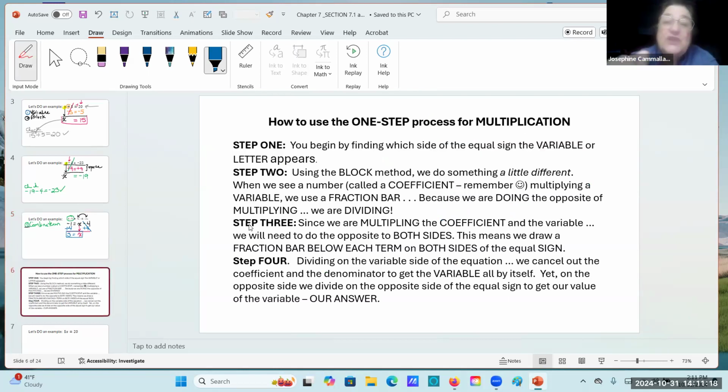But we also have a one step for multiplication. Notice we're going to find the variable first. That's most important. Now, we're going to do something a little differently than how we did it with the block. We are going to be using what they call the fraction bar. And remember, to solve an equation, you are doing the opposite operation. And we're going to show you that. And since we are multiplying the coefficient and the variable, that fraction bar means we're doing the opposite. We are going to be dividing, and it's the variable side that's going to be the indication that I'm dividing.